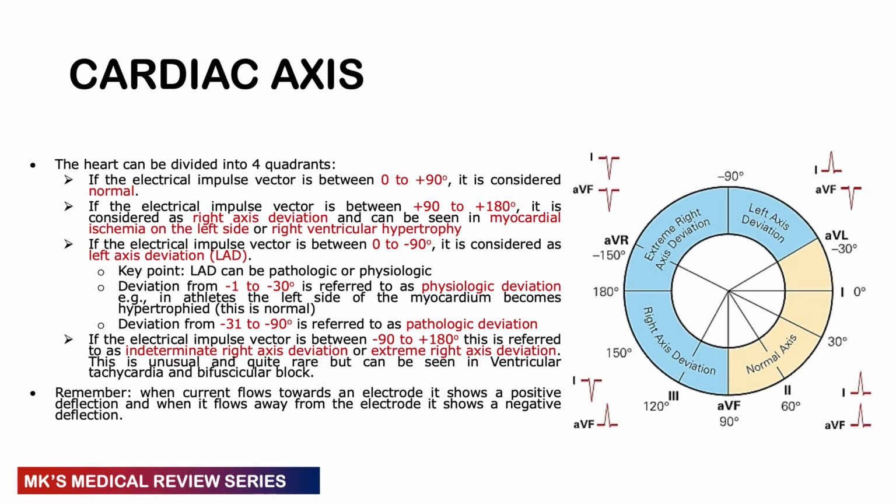180 degrees are along this axis. So it means that this is referred to as extreme axis deviation. You can also call it an indeterminate right axis deviation. This is quite rare. It means that now your impulse is moving in the opposite direction.